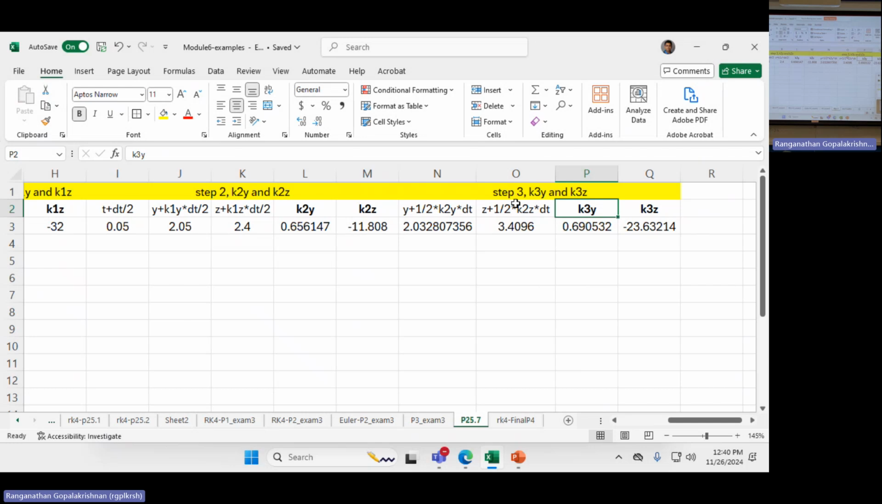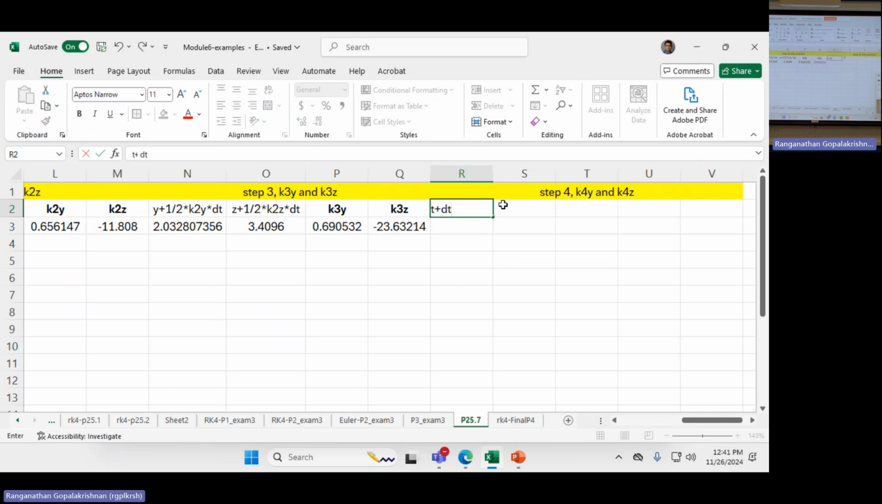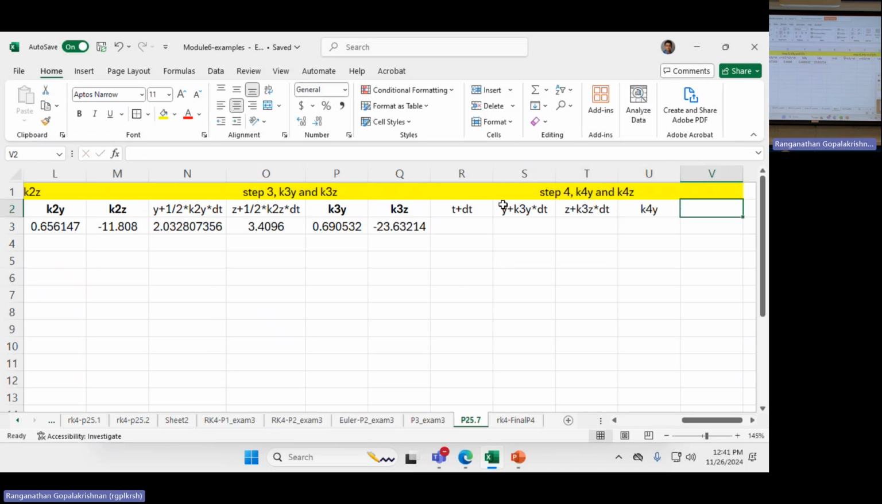Are you following the steps, if not exactly the numbers? Okay, so we need k4. That's the remaining step. So step 4 is to get k4y and k4z. For that purpose, I need t plus dt. I need y plus k3y times dt and z plus k3z times dt, and I'll get my k4y, k4z.